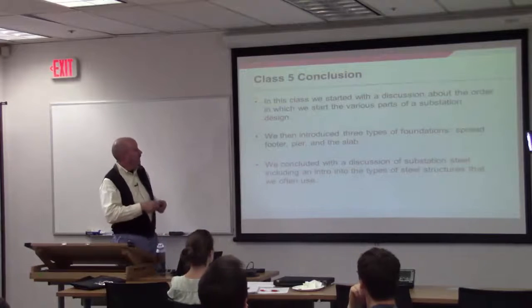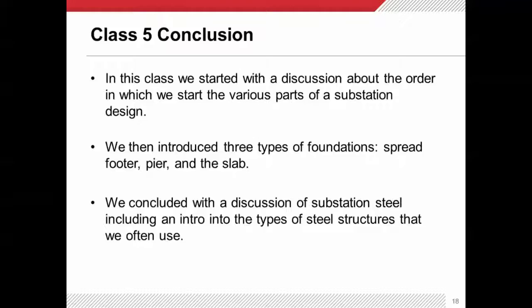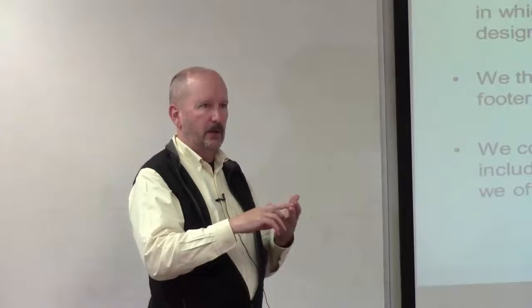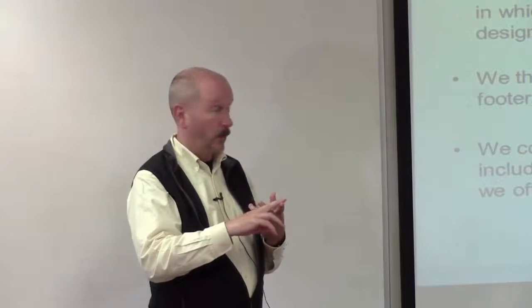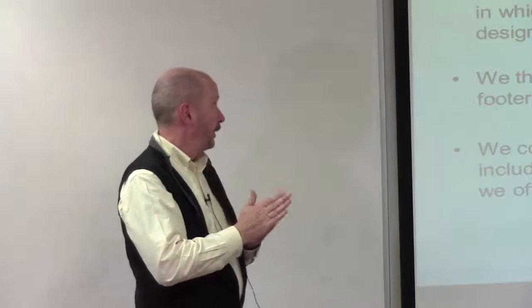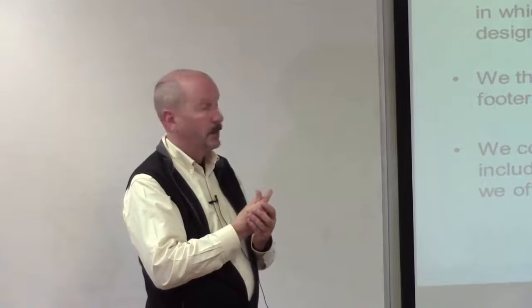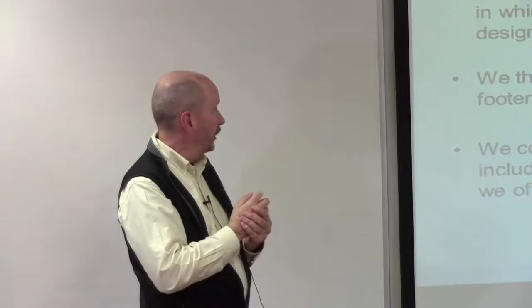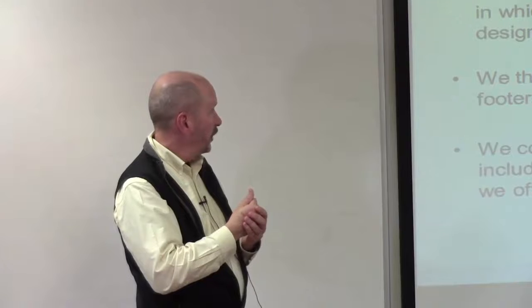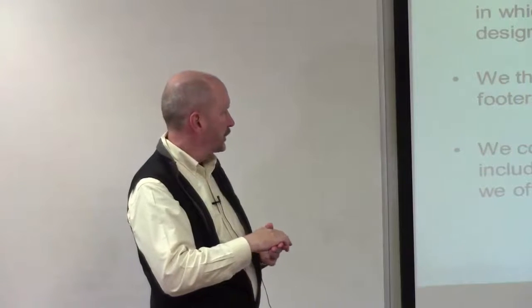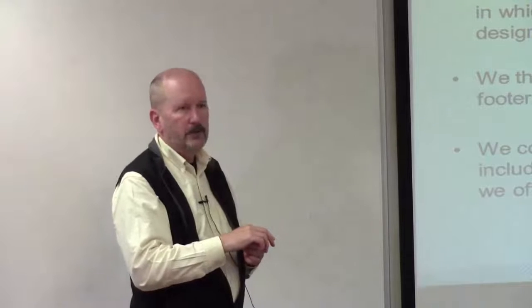All right, in conclusion, we started this class off with a discussion about the order in which we do the drawings or start the drawings when we're doing design work. And again, we talked both about just outdoor design in general, but also how the indoor design goes and how the procurement and specification of major equipment goes. We then talked about foundations, and we spent some time talking about three kinds in particular: the slab, pier, and spread footer. And then we concluded with a discussion of substation steel, including a brief introduction to typical steel types that we often use in our projects.